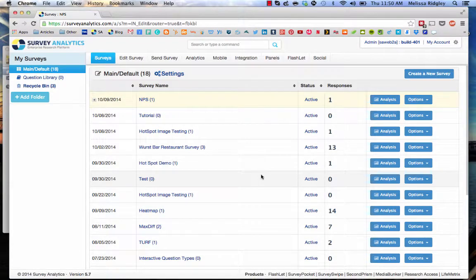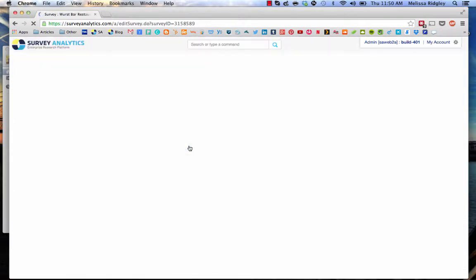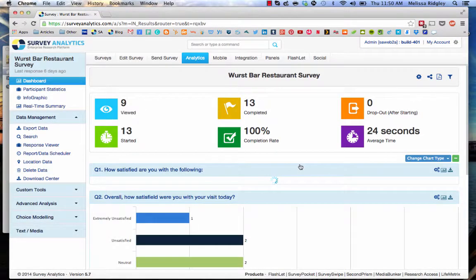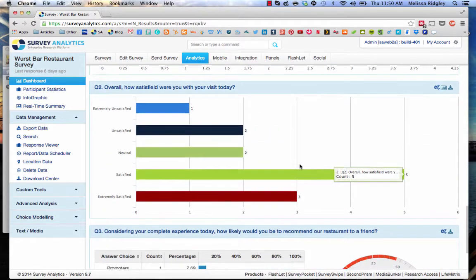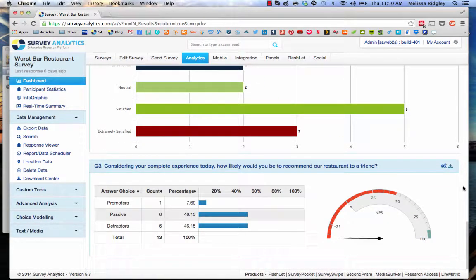So now I'm going to show you some analytics for a Net Promoter Score question with some responses it already has. So I'm going to go in here. Scroll to the bottom, and here we go. This survey, just as a sample, it's only been taken 13 times, but we have the count here of the promoters, passive, and the detractors.